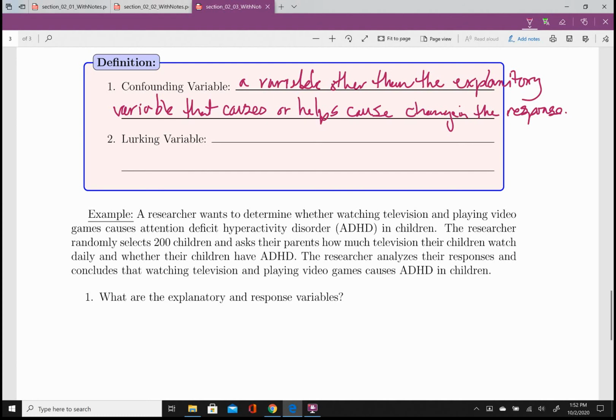But let's define lurking variable. A variable that causes both explanatory and response variables to change.